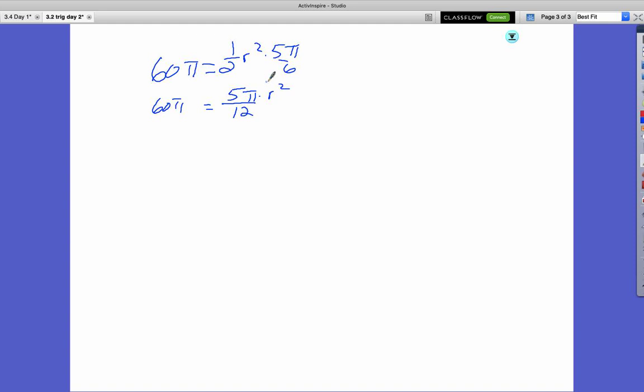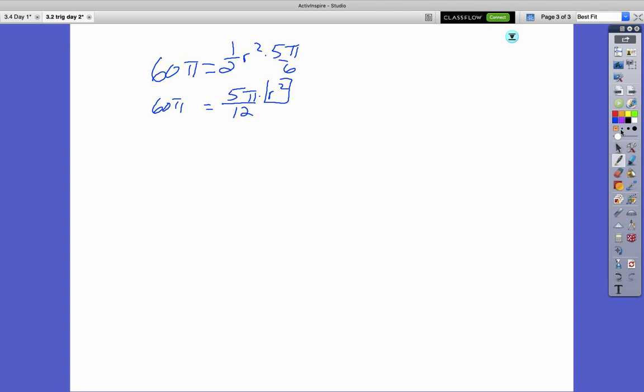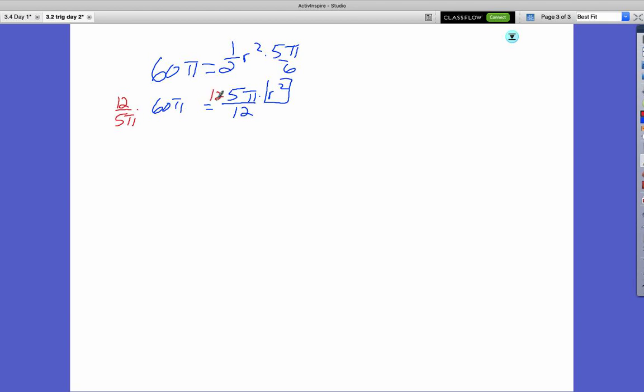So let's solve for r squared. Let's get rid of this. I'm going to multiply by the reciprocal, so I'm going to multiply by 12 over 5 pi. So we have r squared equal to, that would be 144. So your radius is 12.